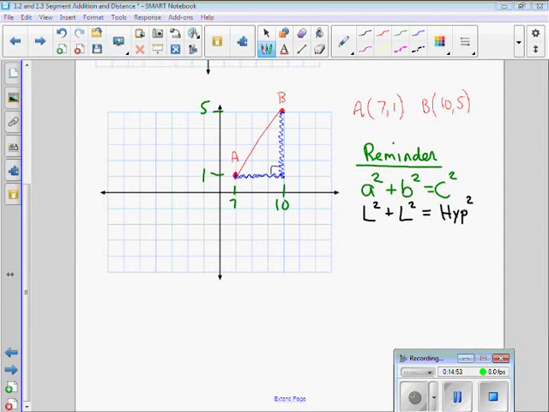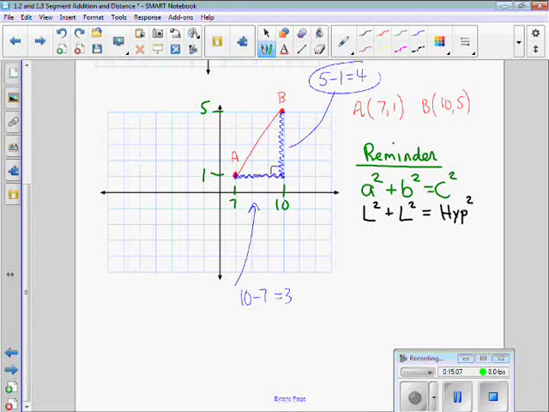If you take a look, I have a right triangle there. And so what I'm going to do is I'm going to find the distance between 7 and 10, and the distance between 1 and 5, the vertical amount, and I'm just going to plug it into the Pythagorean Theorem. Here's that side. Up here at the top is this other side.